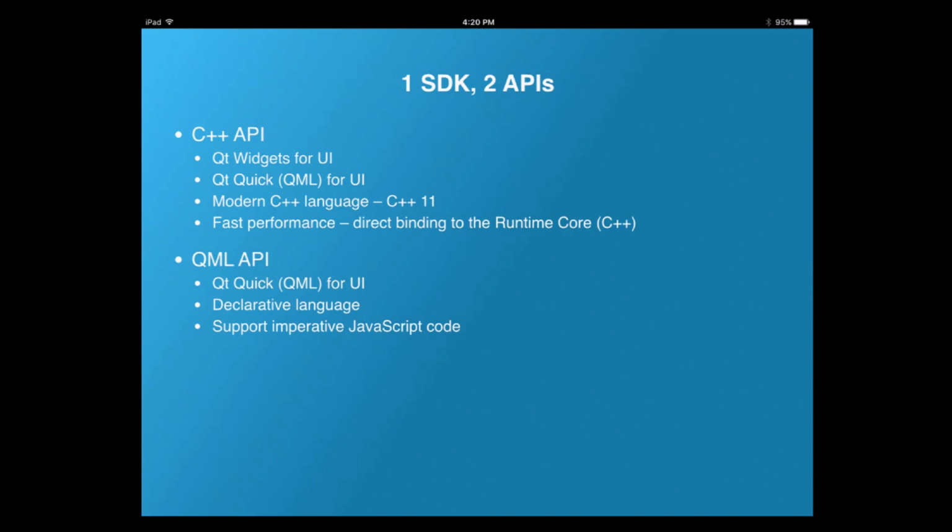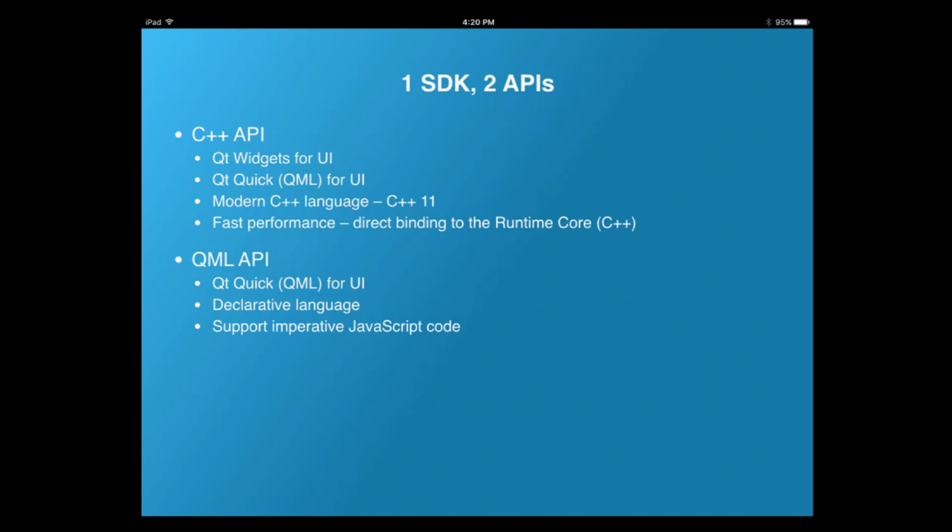You can use widgets for UI. That's sort of the traditional UI language for C++ developers. Or you can actually build your UI in Qt Quick, which is the QML framework for UI, and write your business logic in C++. And you can do that for mobile devices as well. Modern C++ language. This is all really good stuff about the C++ API. It's very fast. We get a direct binding onto our runtime core that Rex talked a little bit about.